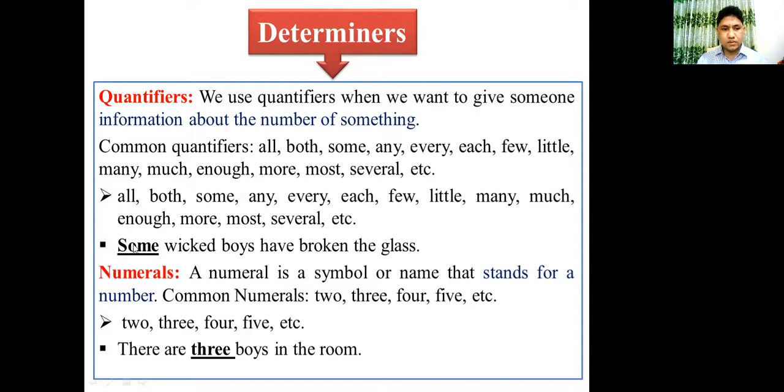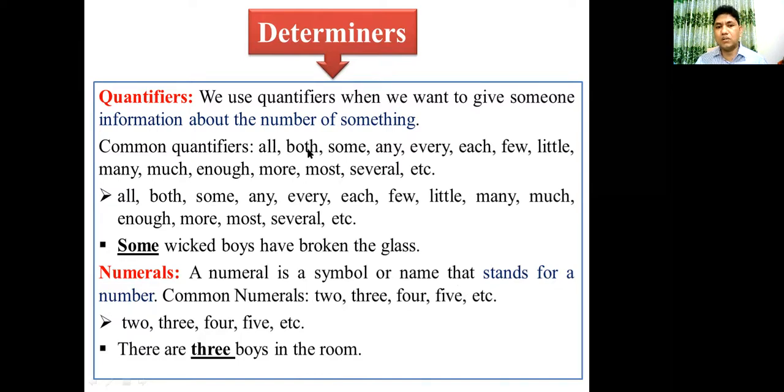Come to the next one, that is numerals. A numeral is a symbol or name that stands for a number. Quantifiers and numerals are almost similar, but there is a basic difference. In numerals we say a specific number, ordinal number or cardinal number. Okay, for example, 2, 3, 4, 5. These are specific numbers.